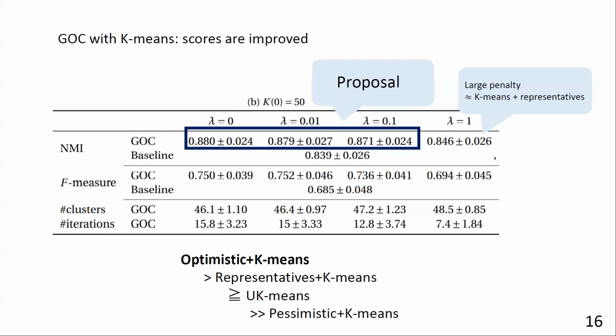Okay. And consequently, in this experiment, the proposed optimistic clustering equipped with k-means clustering is better than the conventional k-means, UK-means, and the pessimistic version of the k-means algorithm.